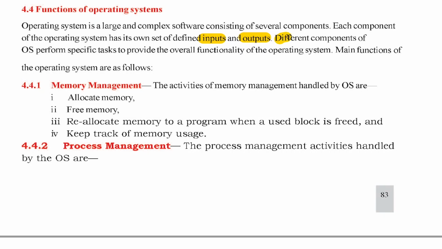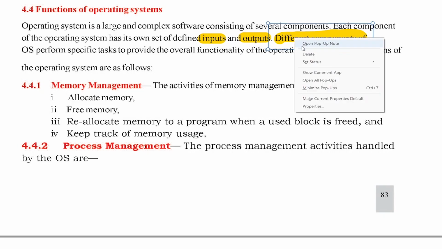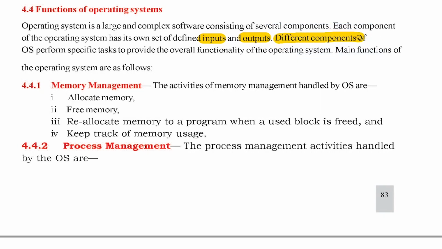So each of the different components we discussed now performs specific tasks to provide the overall functionality of the operating system. So you have unity in diversity. There may be different components in an operating system. It is not like a physical device. I'm talking about software. Even software has different parts, different groups of instructions. So these different tasks are different sets of instructions, or what we call different components.